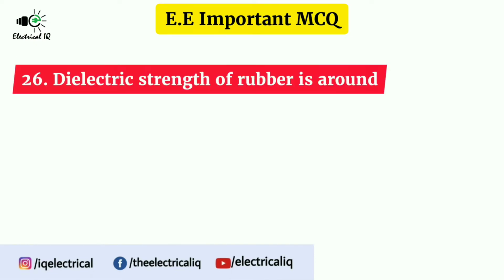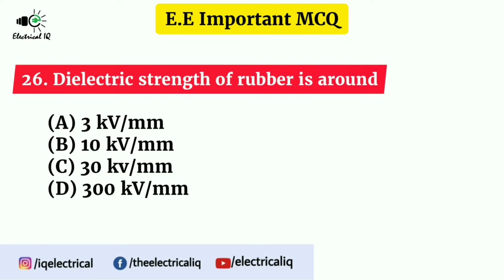Next, dielectric strength of rubber is around A 3 kV by mm, B 10 kV by mm, C 30 kV by mm, D 300 kV by mm. The answer should be C 30 kV by mm.